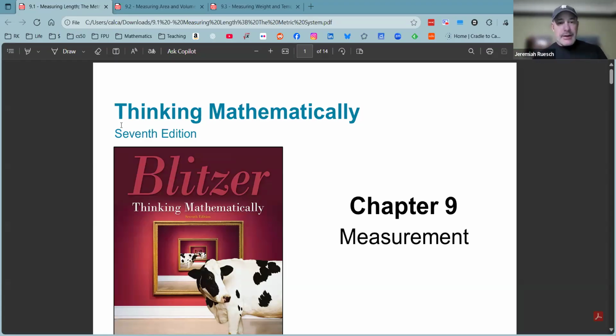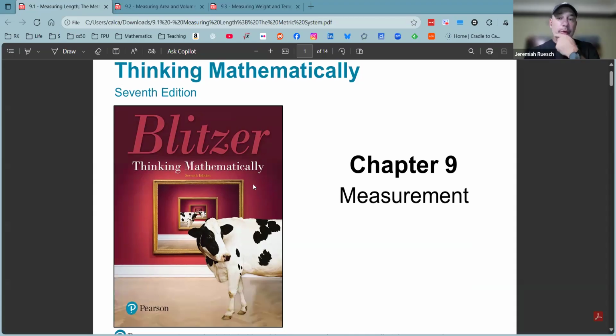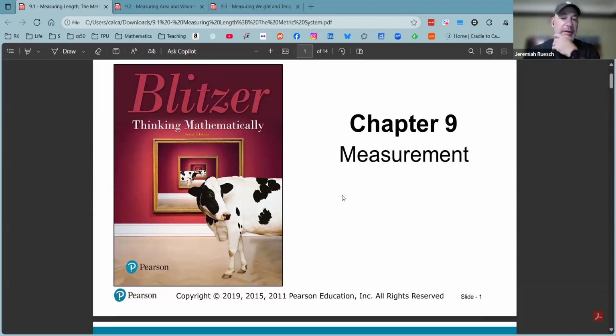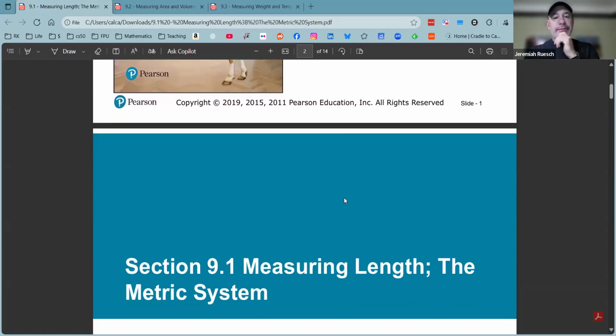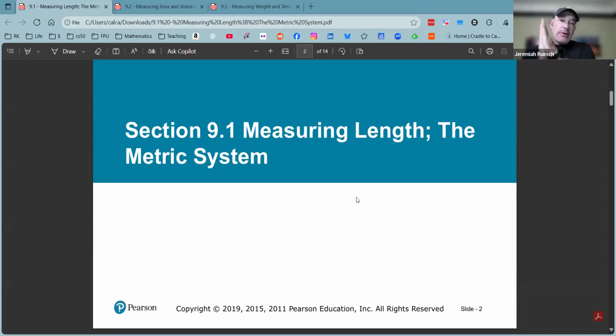Thinking mathematically, I should say, Math 121. And in chapter 9, we're really going to focus in on measurement. So it's going to be an exciting chapter. This is literally things that we'll use in our everyday life. So in this first section here, we're going to look at measuring length and the metric system.